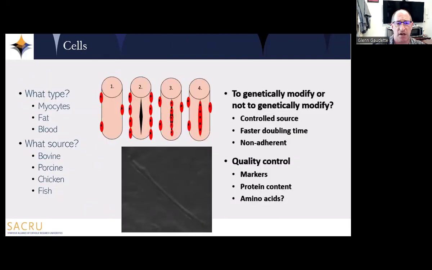So when we talk about cells, what type of cells are we talking about? Well, if we think about the type of cells that make up meat, they're mostly muscle cells or myocytes. There are fat cells in there, and there are blood cells.